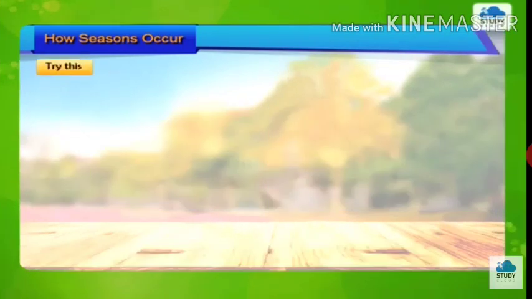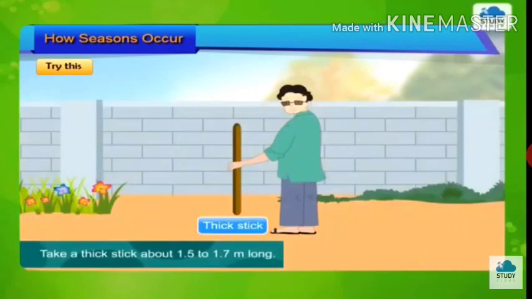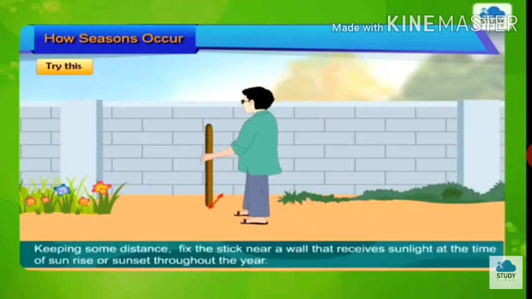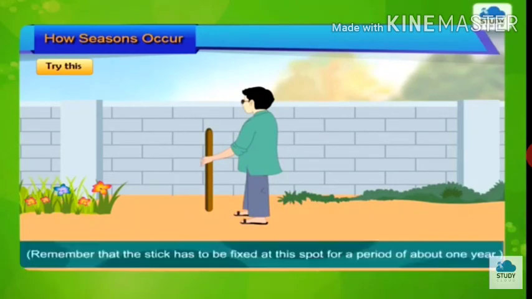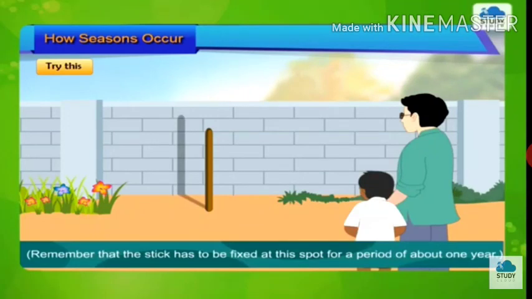Try this. Take a thick stick about 1.5 to 1.7 meters long. Keeping some distance, fix the stick near a wall that receives sunlight at the time of sunrise or sunset throughout the year. Remember that the stick has to be fixed at this spot for a period of about 1 year.